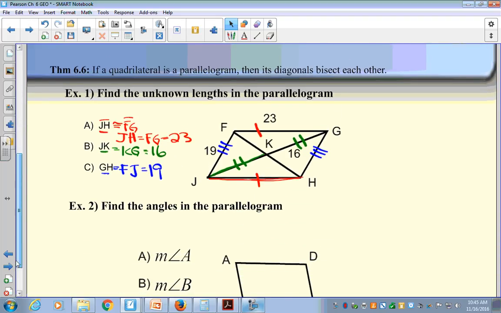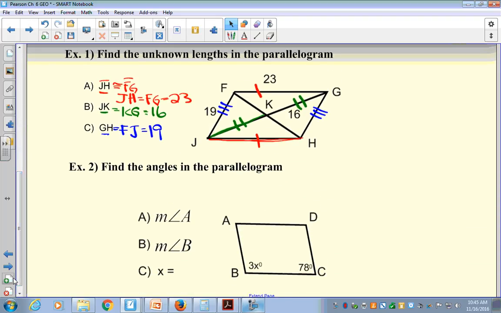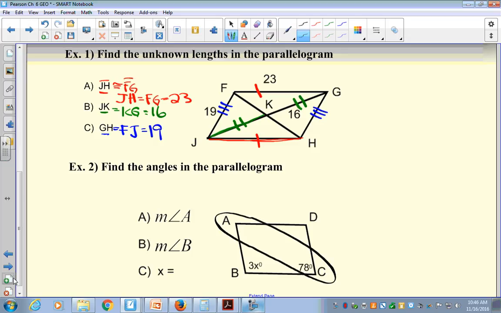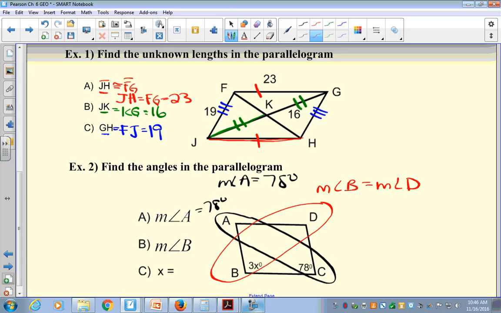All right, so in example 2, we're going to look at not the sides this time, but the angles. So we know that the angles across from each other are congruent. So angle A is equal to 78. And angle B and angle D are going to be equal. And these two on the bottom, when we add them together, are going to equal 180.